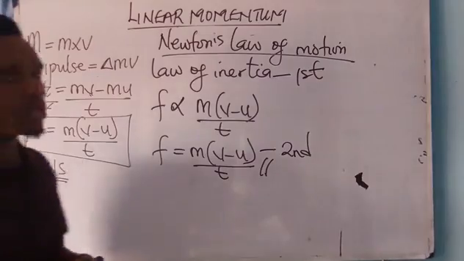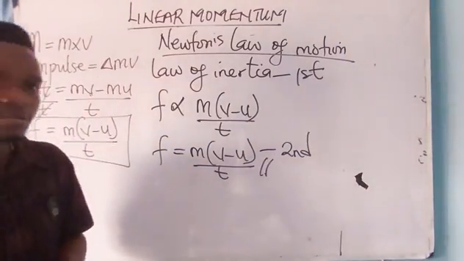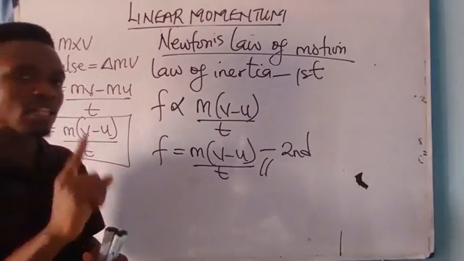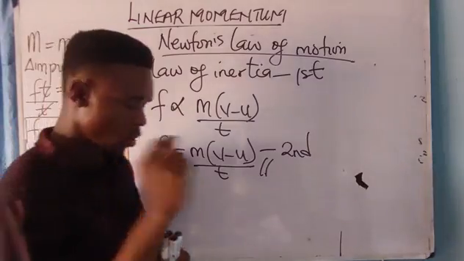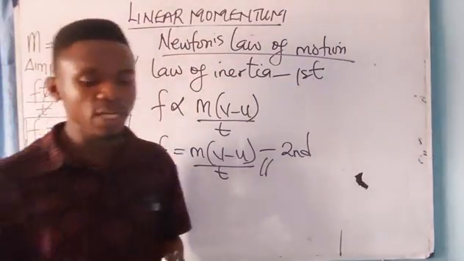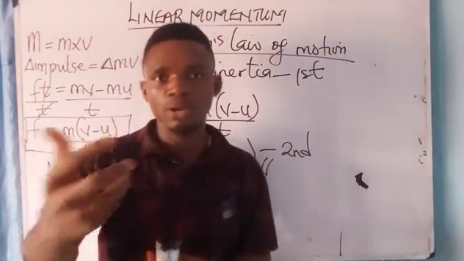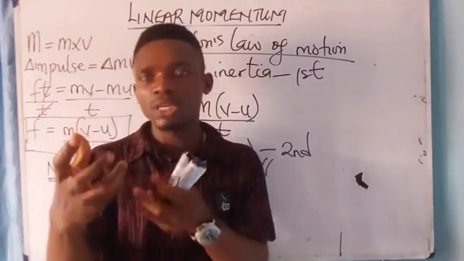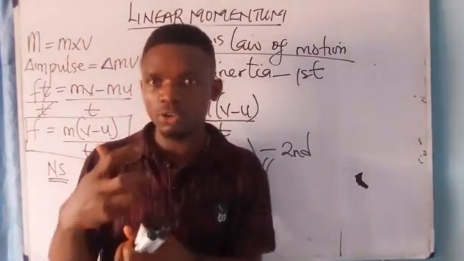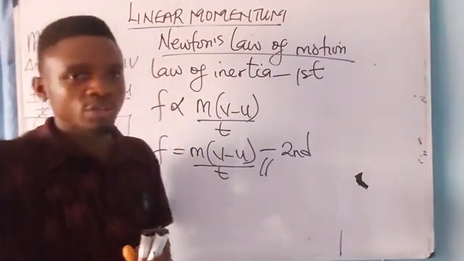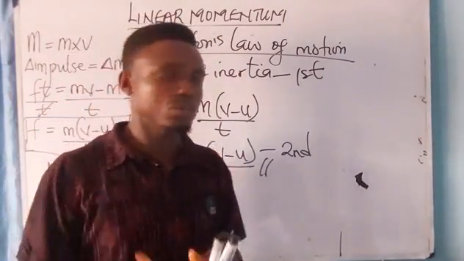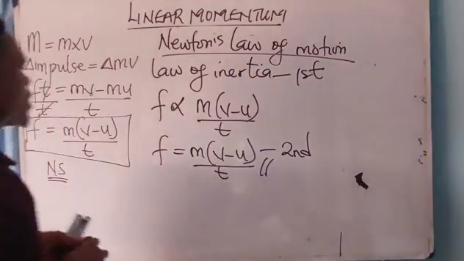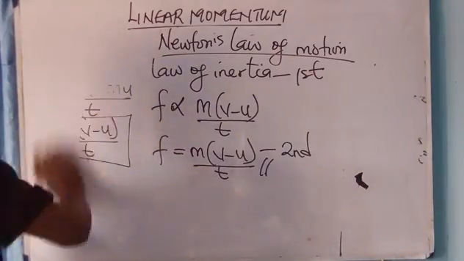Now, what about the third law? The third law states that to every action, there's an opposite and equal reaction. Yes, if I get a ball now and I throw it to the wall, it bounces back to me. Me throwing it, you call it action. Therefore, it bouncing in the opposite direction, you call it reaction. To every action, there is an opposite and equal reaction. That is for that. Now, this will lead us to what is called Newton's law of linear momentum.